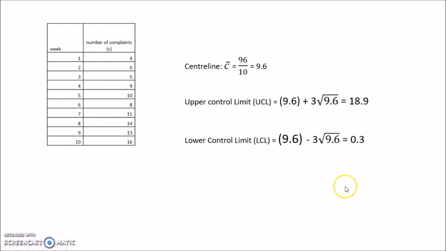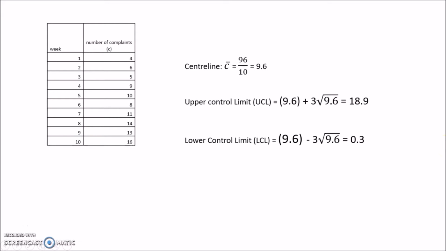So here we've calculated our center line and upper and lower control limits. Our center line is the average of our C values, so our C here, when we total these, this gives 96. It was collected over 10 samples, so that's 96 divided by 10, that's 9.6. Similarly, our upper and lower control limits, plug those into our formula, and we get 18.9 and 0.3 respectively.